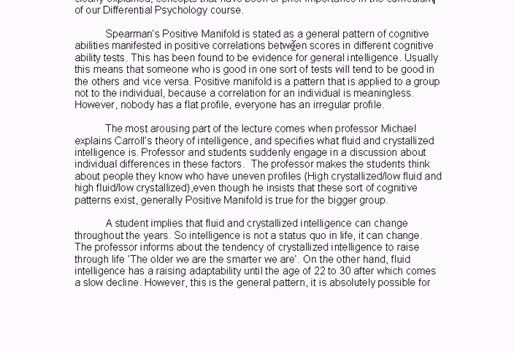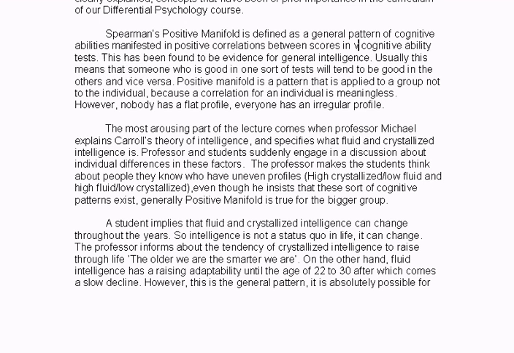Spearman's positive manifold is defined as a general pattern of cognitive abilities manifested in positive correlations between scores in different cognitive ability tests.